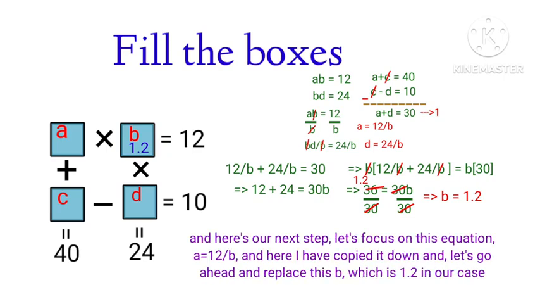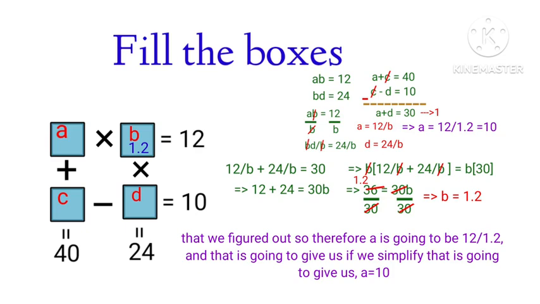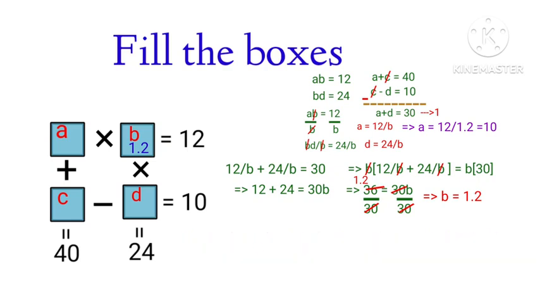And here's our next step. Let's focus on this equation, A equals 12 divided by B. Here I have copied it down, and let's replace this B, which is 1.2 in our case, that we figured out. So therefore A is going to be 12 divided by 1.2, and if we simplify, that is going to give us A equals 10. So that's the value of this box. A turns out to be 10.